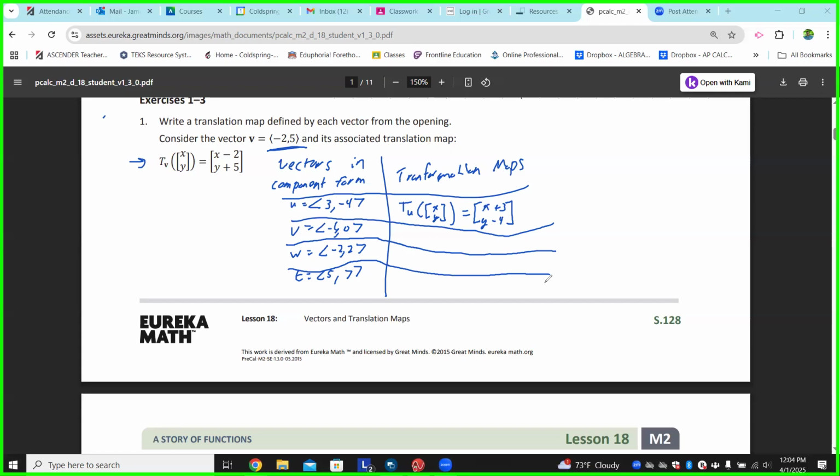Alrighty, I don't see many pencils moving, so let's go over this. So again, T for transformation, V for the name of the vector.